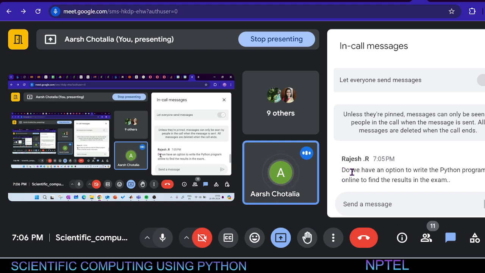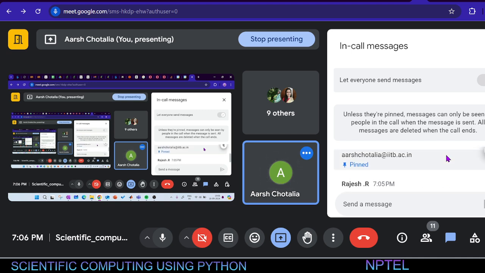Rajesh is writing, do we have an option to write the Python program online to find the results in the exam? Yeah, so I asked them and they said that there will be 5 coding questions and there will be some space on the portal or wherever you are writing the exam to write the code and execute. Okay. And again, this kind of question you can ask the professor.